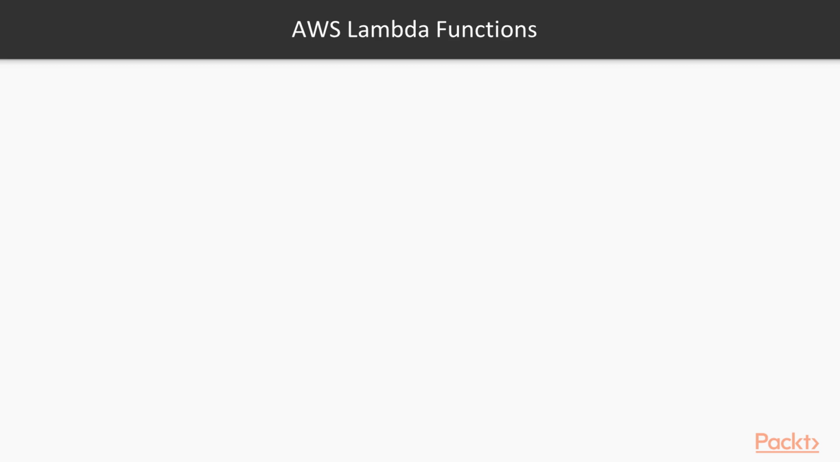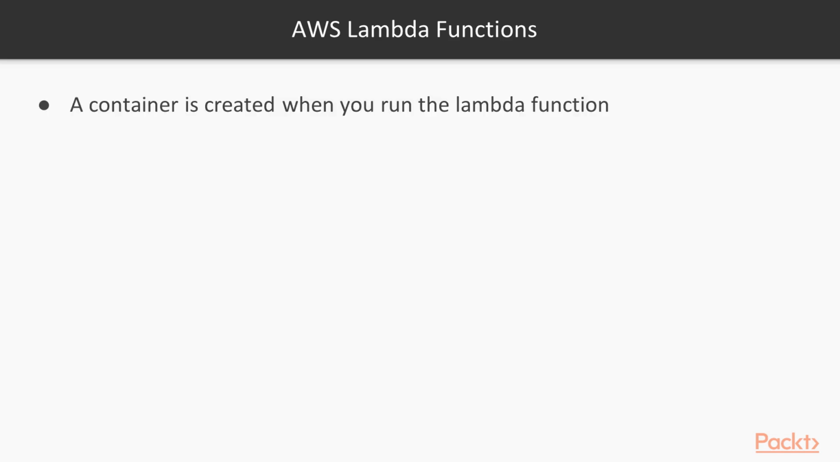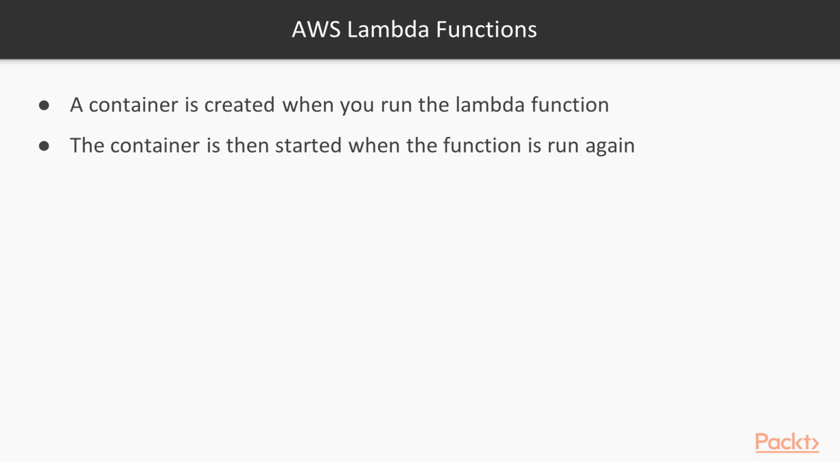So internally what the Lambda service does is, what you do first is you create a function, you upload your code and then you run it. Now when you run your code, the Lambda service automatically creates something known as a container. That container is actually used to run your Lambda function. When you have to run your function again, the container is started all over again.